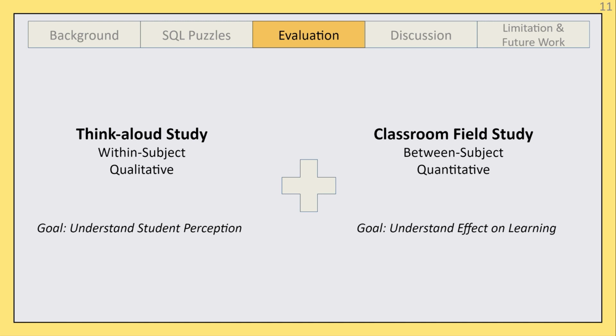With the goal of understanding students' subjective perception, we conducted a think-aloud study with a within-subjects design to collect qualitative data from students. Then, to understand how the tool will affect learning in the classroom, we conducted a classroom field study, which has a between-subjects design and collected quantitative data.